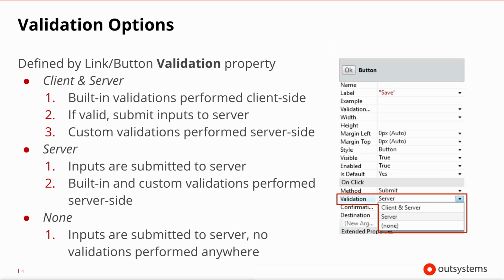Now, there are three different settings that the validation property of a button or a link can take. If you select Client and Server, the built-in validations that we mentioned are performed on the client side. Assuming everything is okay, the values are submitted to the server, where you'll be able, on the screen action, to perform any custom validations. If you select the server validation, then inputs are submitted to the server regardless of them being mandatory and not filled in or of the wrong data type. It is up to you to make all of these enforcements on the screen action.